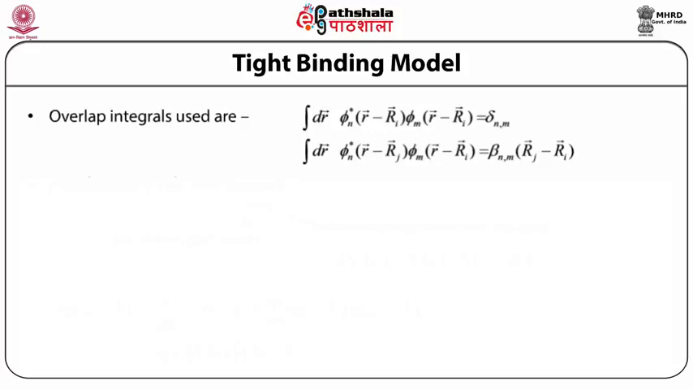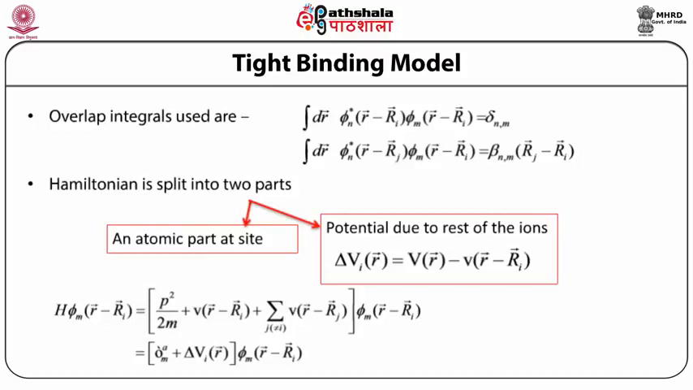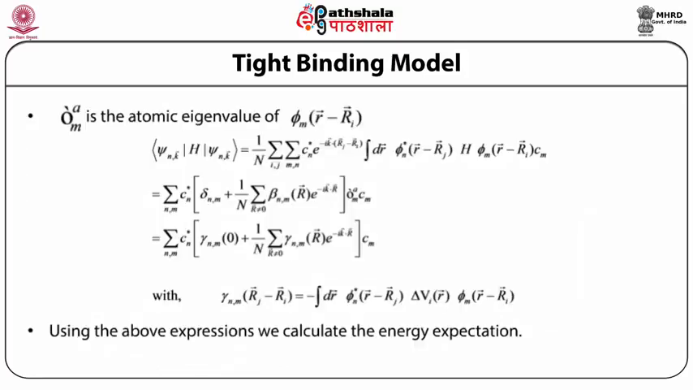So this means that the Hamiltonian H multiplied by phi m is given as on the right hand side: the kinetic energy part, p square by 2m, plus the potential V(r minus Ri), plus the potential for j not equal to i, the rest of the potential due to the other ions, V(r minus Rj), acting on phi m. Now what we do is calculate the remaining part, that is the expectation value of the Hamiltonian with respect to this wave function.